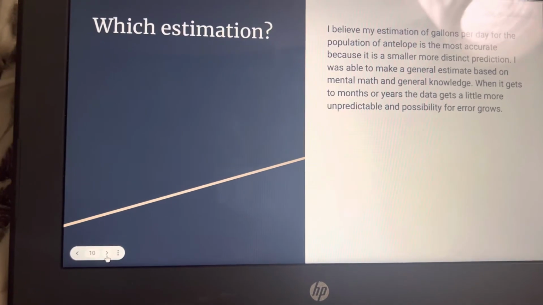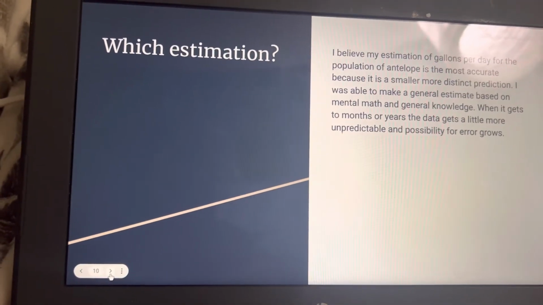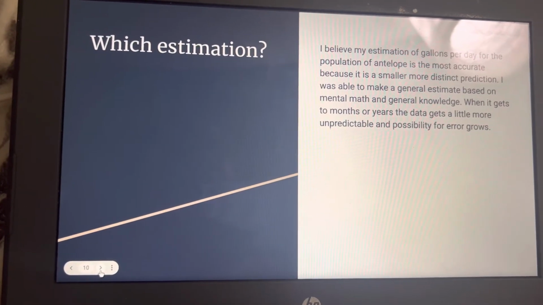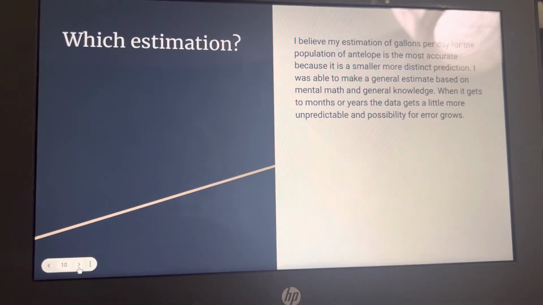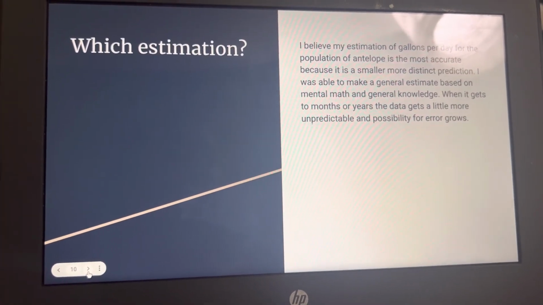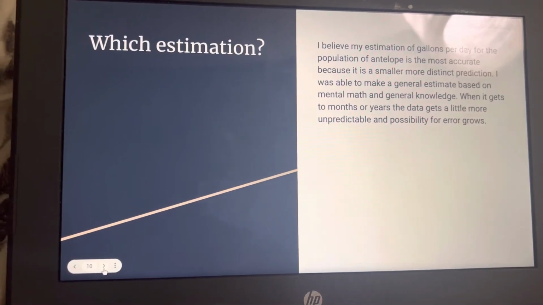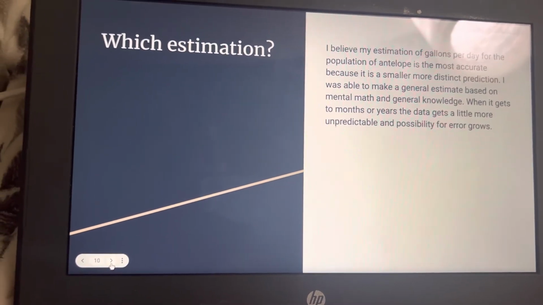Which estimation? I believe my estimation of gallons per day for the population of Antelope is the most accurate because it is a smaller, more distinct prediction. When it gets to months or years, the data gets a little bit more unpredictable and the possibility for error grows.